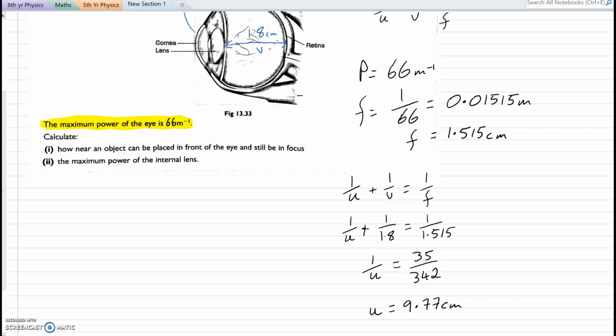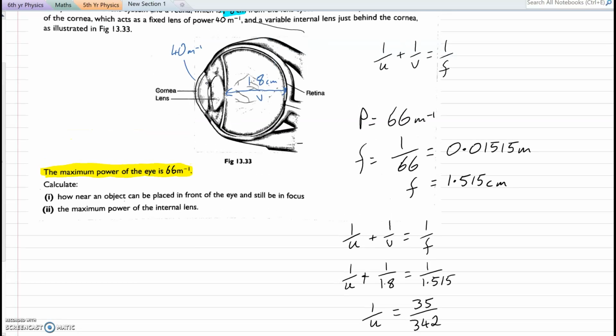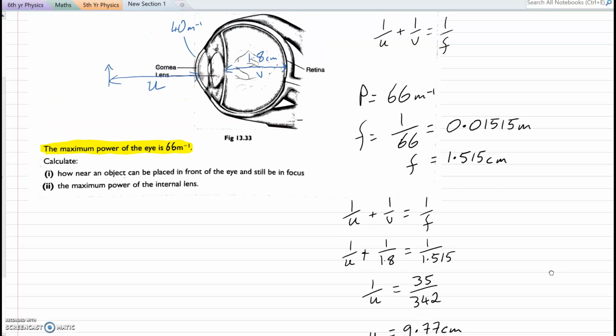Okay, so again, if we put that into our diagram up here, where is our v going to be now? Again, our image distance is going to be out here. So you're going to bring your object, and use our nice little stick, to the front of the eye here, 9.77 centimeters away.